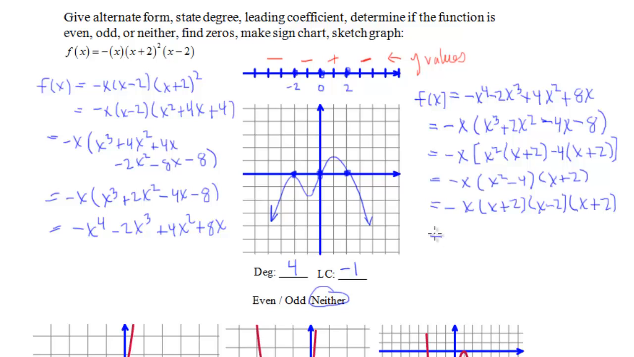And then you have a negative x and an x plus 2 quantity squared and an x minus 2. Now I kind of like to put the negative all the way out in front, with the x as its own factor, and the x plus 2 squared and the x minus 2. And then you can see that that was the original problem that we started with.